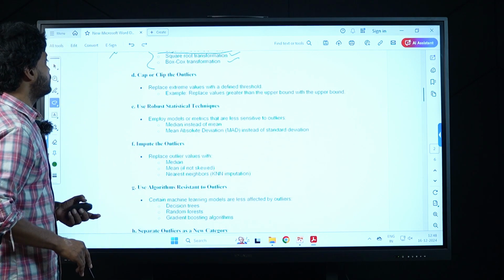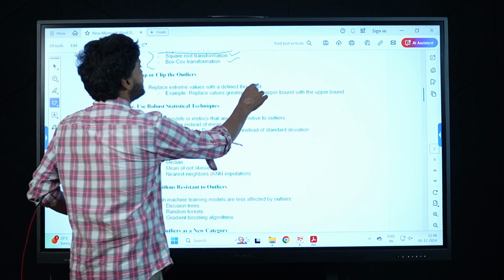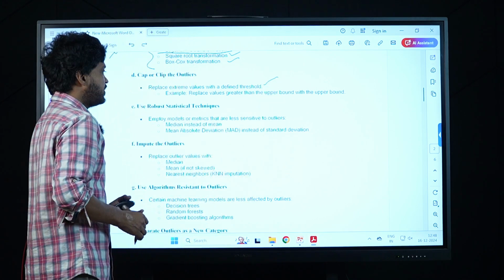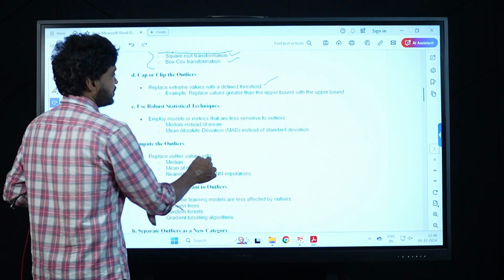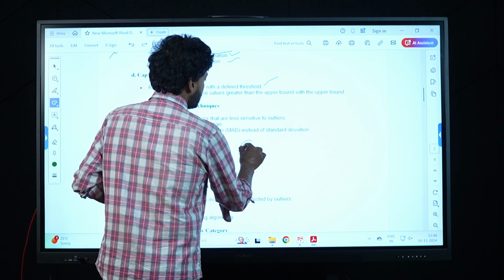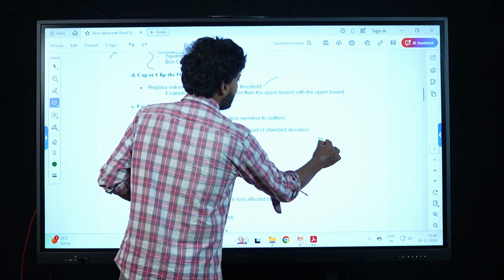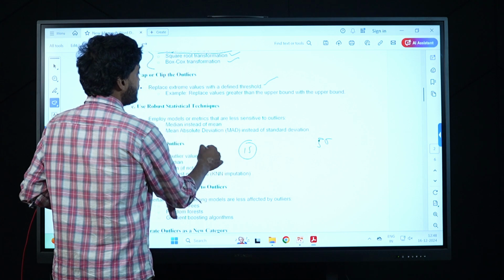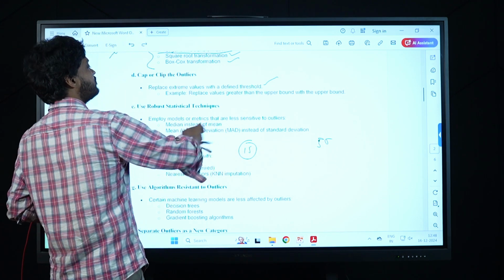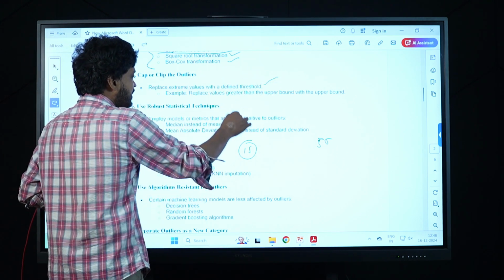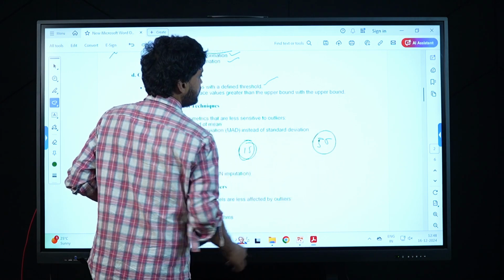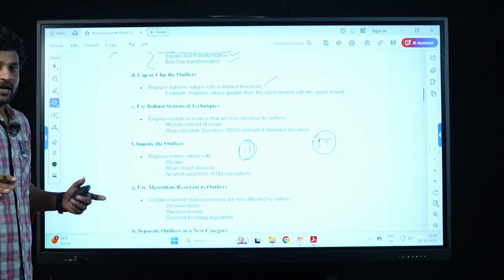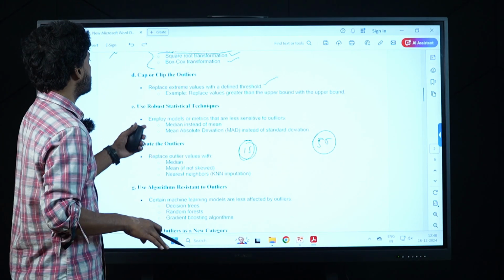Cap or clip the outliers. Replace the extreme values with a defined threshold. Now there is a threshold. For example, 15 is the lower boundary, 55 is the upper boundary. Anything that falls below 15 or beyond 55 will be replaced with 15 and 55. This is a threshold value. The outliers will be replaced only by these threshold values.